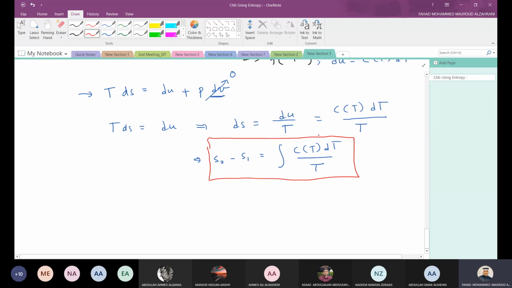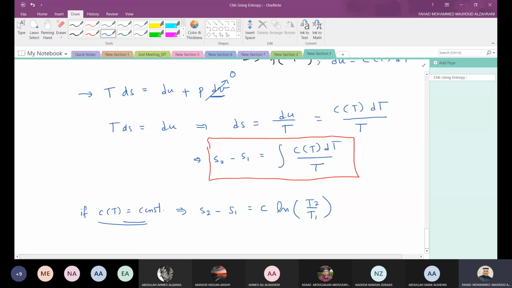Now if C, the specific heat, is constant, what's the result? C comes out of the integral. What is the integral of 1 over T dT? We have C ln T2 over T1. Did you forget the math? So this is the final equation if the C is constant. This was quickly the change in entropy for the incompressible substance.